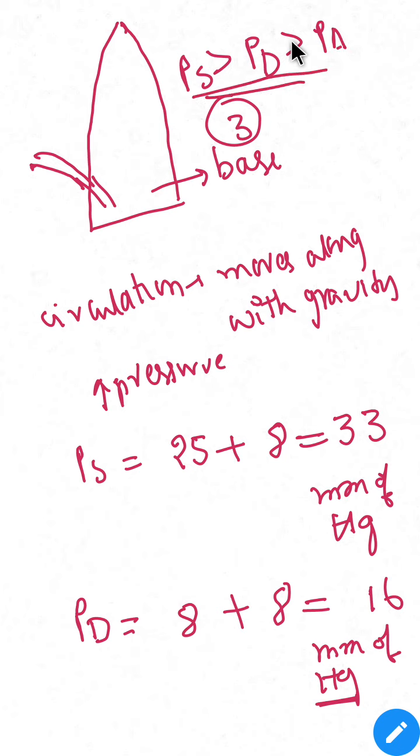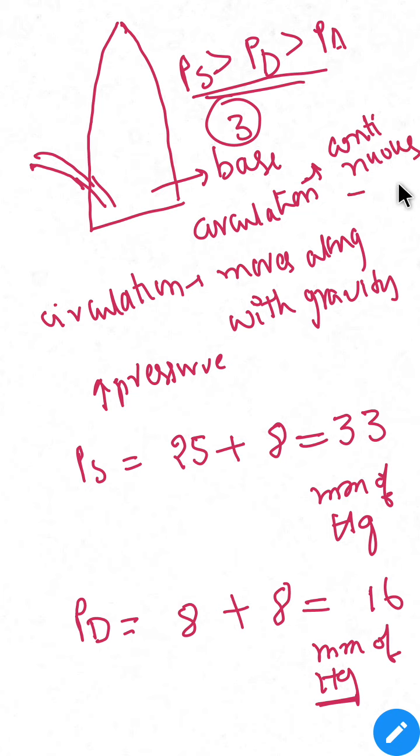Okay, see, the circulation can reach the base both in systolic and diastolic phases. So we can say circulation is continuous. Circulation is continuous. So this is due to gravity.